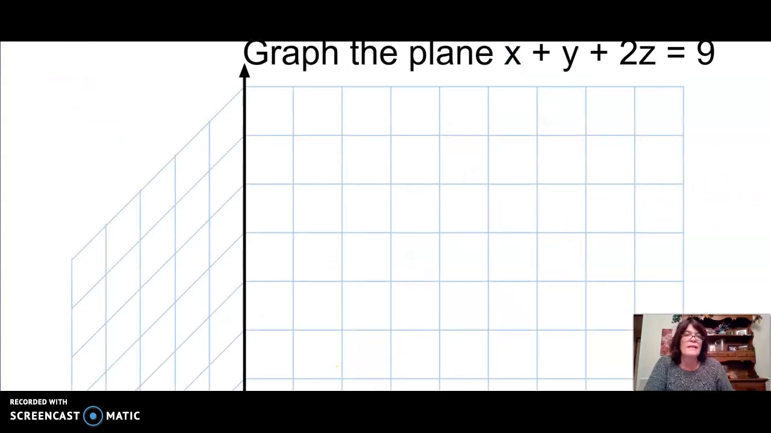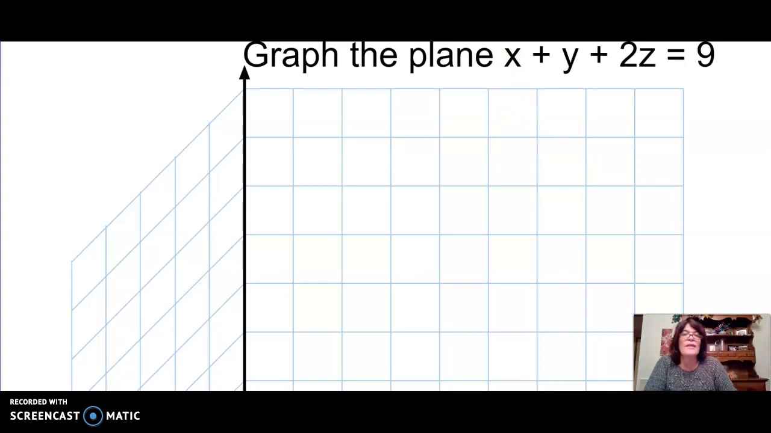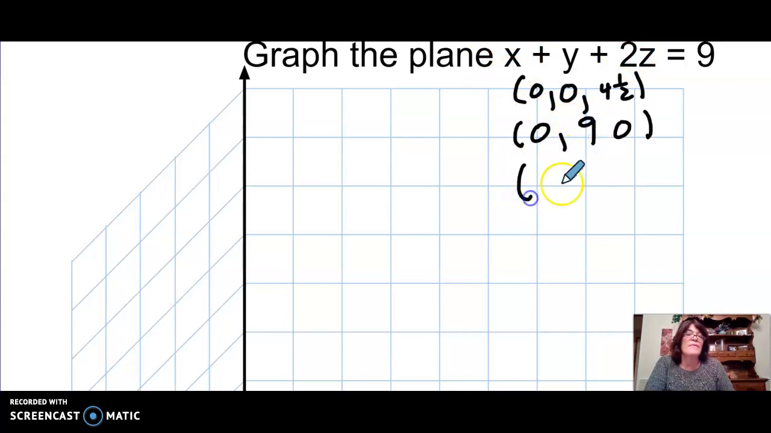Now, if we're going to graph a plane, then what we do is graph the intercepts. So I'm going to put 0 in for x, 0 in for y, and see what I get for z. I would divide by 2. It looks like I get 4.5. Then I'm going to put 0 in for x and 0 in for z and see what I get for y. Y would be 9. And then I'm going to put 0 in for y and 0 in for z and see what I get for x, which I would also get 9.